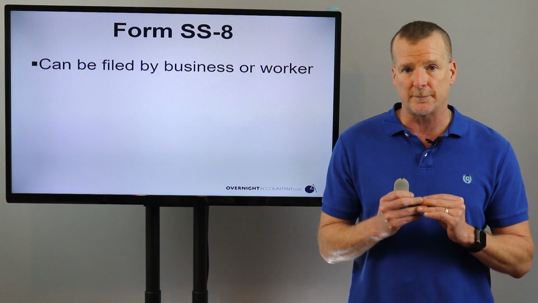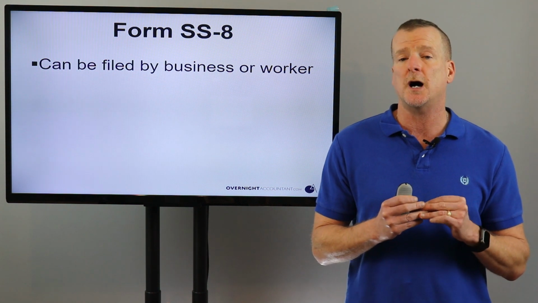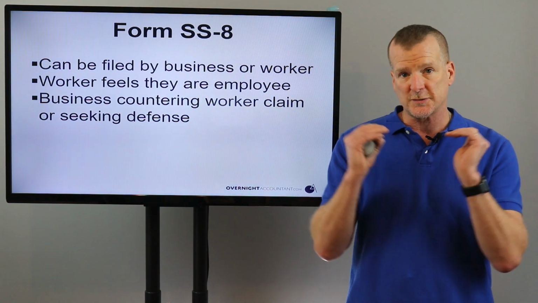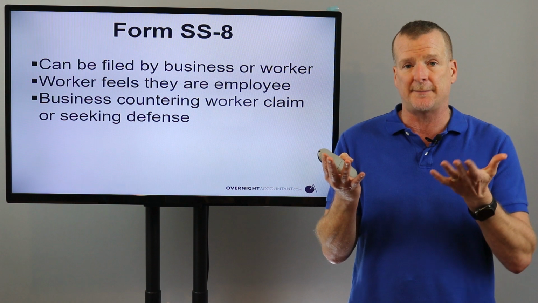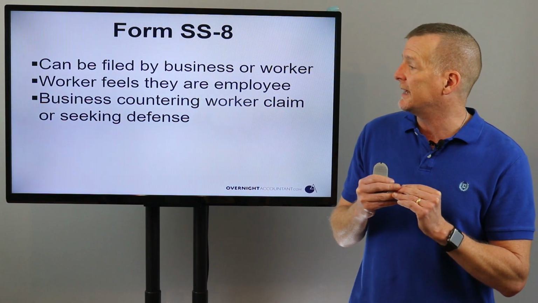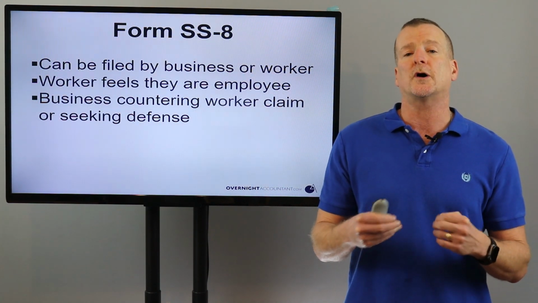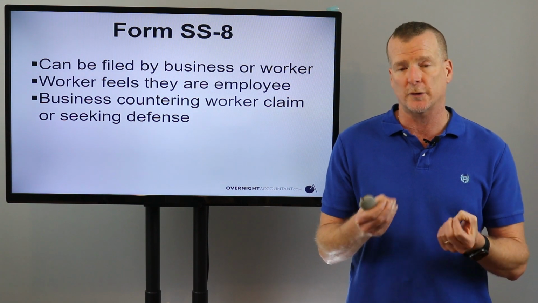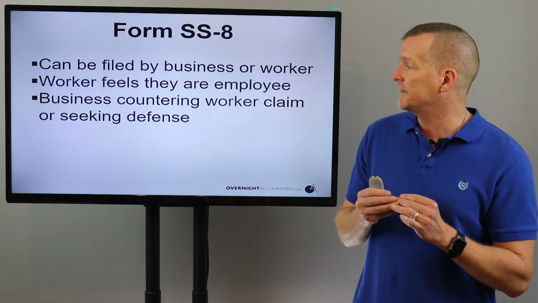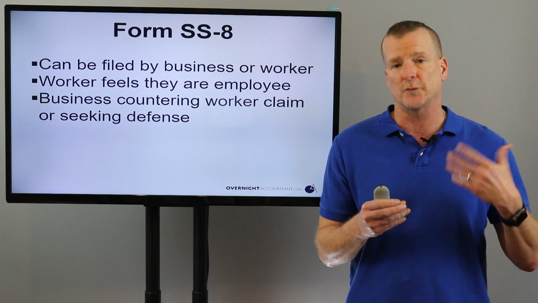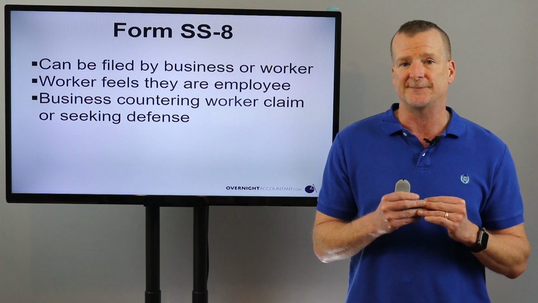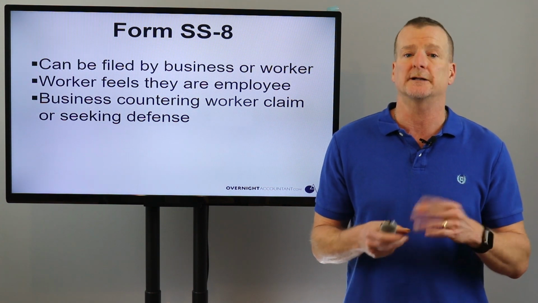Now, this form can be filed by either the business or the worker. Obviously, it is most commonly filed by the worker when they feel that they're an employee. The business can also file it, and what you'll find is if the worker files one, you're going to receive a copy as a business owner, and you have to fill it out anyway. But the business can file it on their own, countering a worker's claim that they are an employee, or also seeking a defense. It's usually for an individual worker, but it applies to a class doing the same job. If they receive a determination from the Internal Revenue Service that these workers are really contractors, they can use that as a defense in the future against claims from the same workers or class of workers claiming that they are, in actuality, employees.